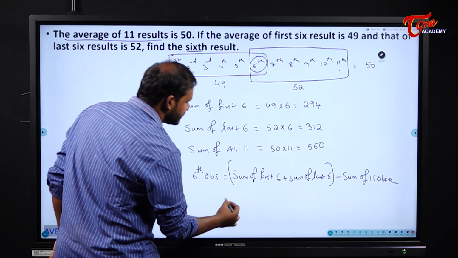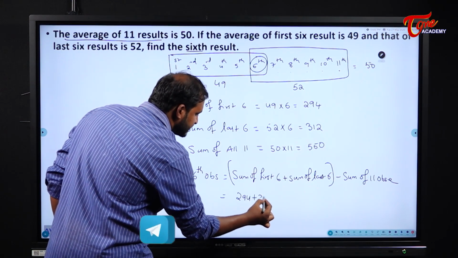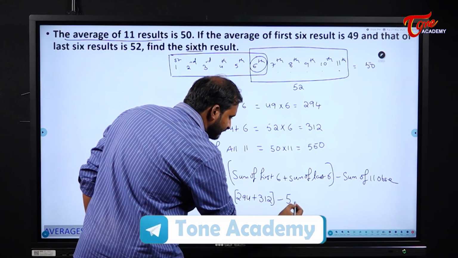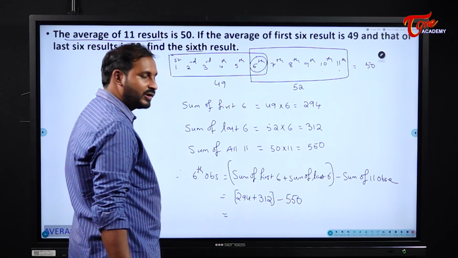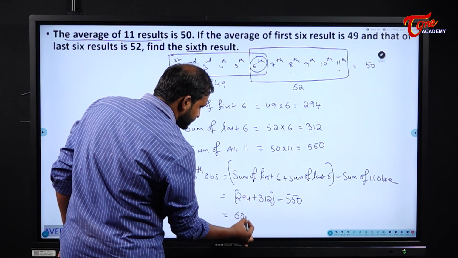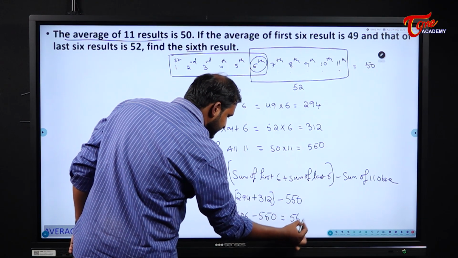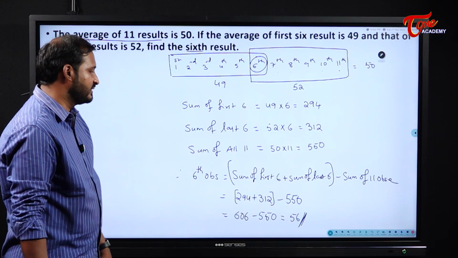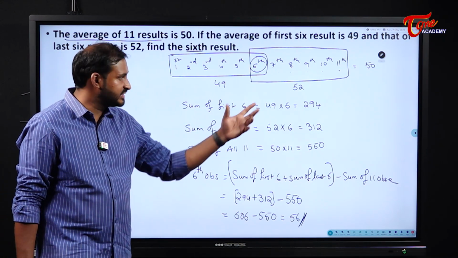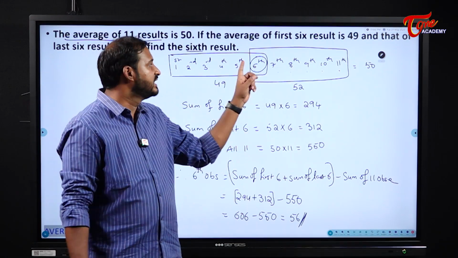First 6 is 294, plus last 6 is 312, minus 550. So 294 plus 312 is 606. 606 minus 550 is 56. That means the sixth observation is 56. In this entire problem, we can only find the value of only one observation, that is the sixth observation.